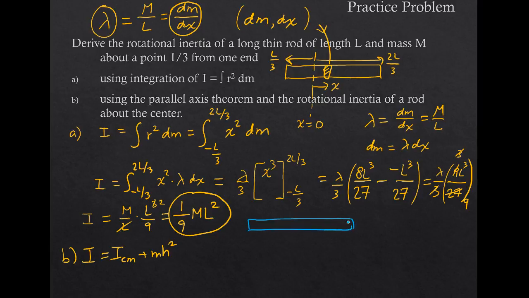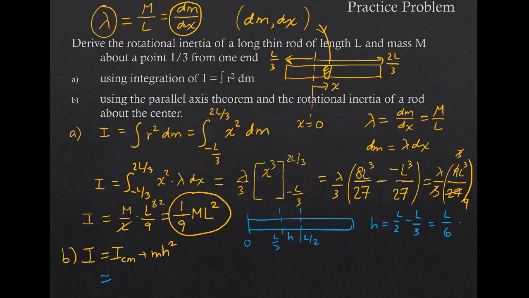Okay, so now let's think about this. The center of mass is at L over 2, so if this is 0, and we're moving from there to L over 3, how much is this distance h? It's really L over 2 minus L over 3, which is L over 6, right? Okay, so now let's plug that into here.